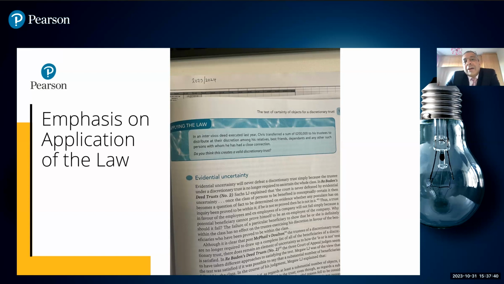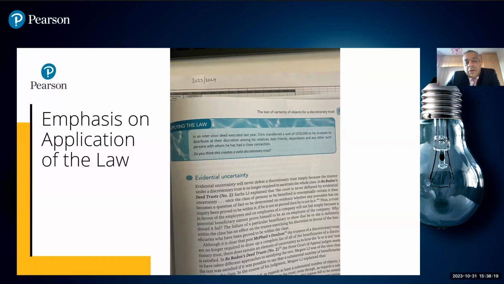So this is just one of thousands of examples in the book. So we've got here applying the law. In an inter vivos deed executed last year, Chris transferred a sum of £200,000 to his trustees to distribute at their discretion amongst his relatives, best friends, dependants, and any other such persons with whom he had a close connection. So do you think this creates a valid discretionary trust? I want my students to think, one, that this is a discretionary trust because the trustees have got a discretion. But potentially, I want my students to see what the problem is before I tell them what the law is. And I ask them what the problem is.